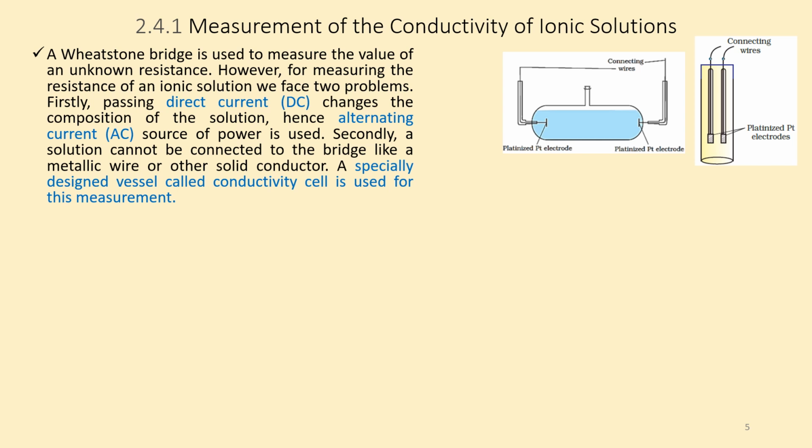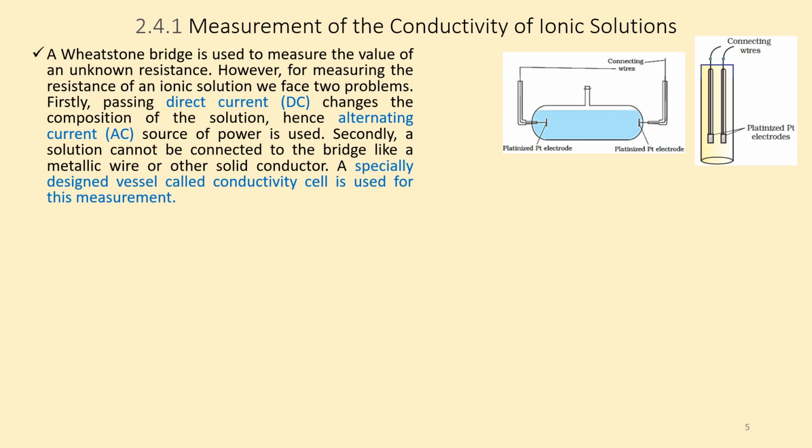So, a Wheatstone bridge is used to measure the value of an unknown resistance. But in the case of conductivity of ionic solution, there are two problems. First is the application of direct current changes the composition of the solution. Hence, for measuring the conductivity of ionic solutions, we use AC, that is alternating current source of power.